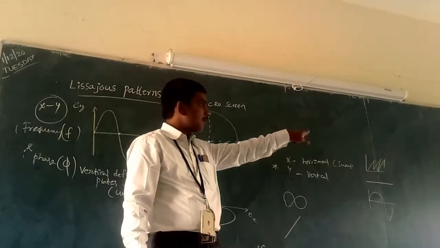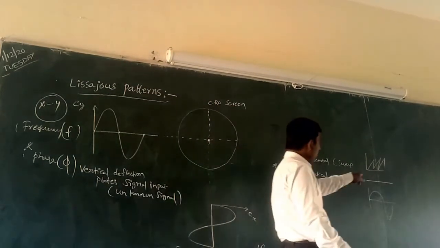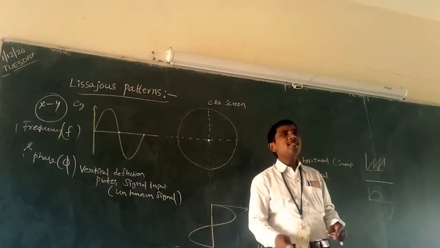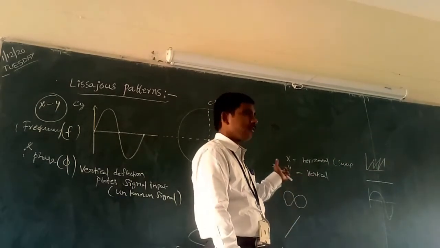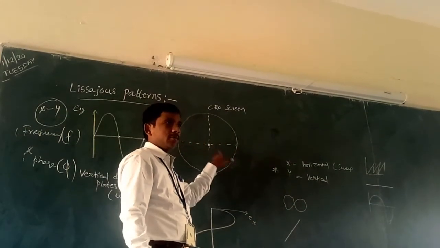The sweep generator output is a ramp wave, or sawtooth wave. It is called a ramp, and it is also called a sawtooth wave. The time base generator is connected to the horizontal deflection plates. That is why a horizontal line can always be obtained in the CRO.